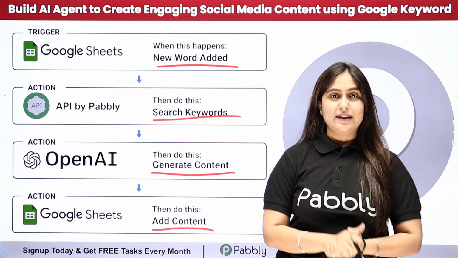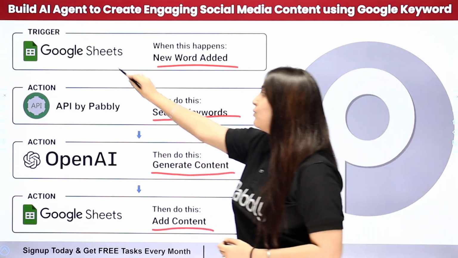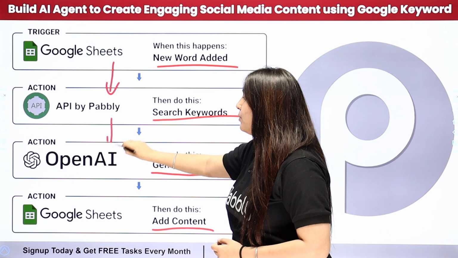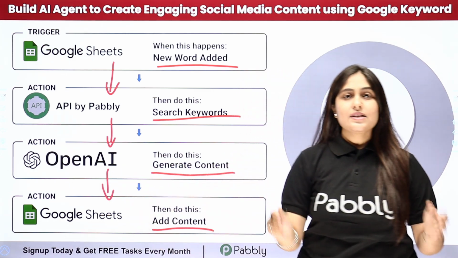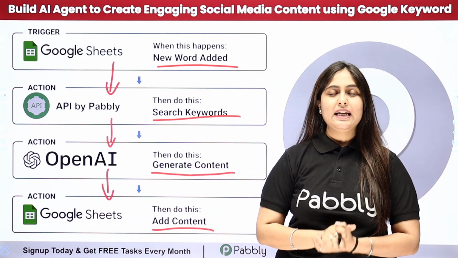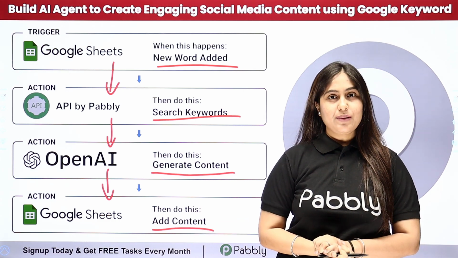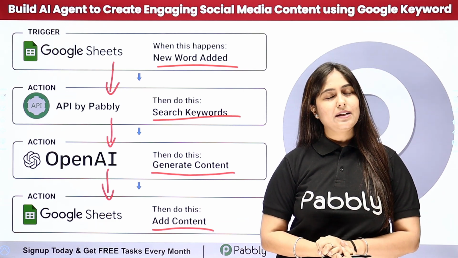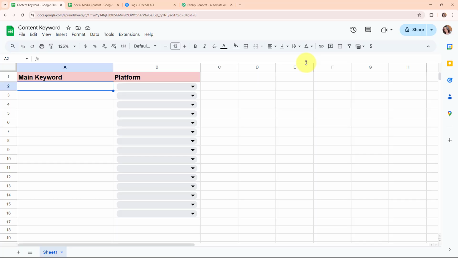So now here to automate the entire process, I need to connect my Google Sheets with API by Pabbly, OpenAI and Google Sheets again using an automation software named Pabbly Connect. So to see the working of this automation and to learn this process step by step, let me take you to my screen. Welcome to my screen.